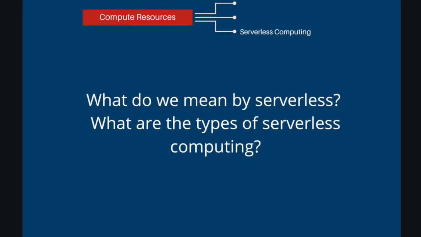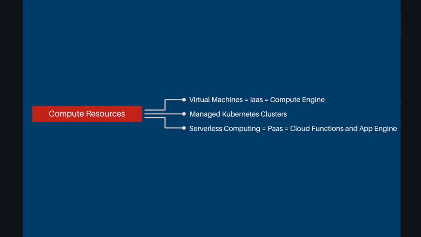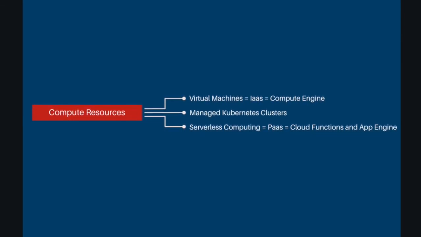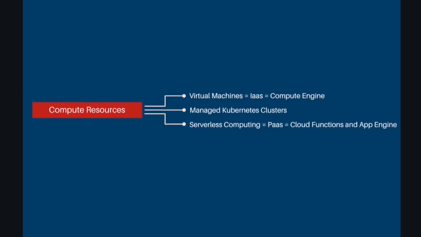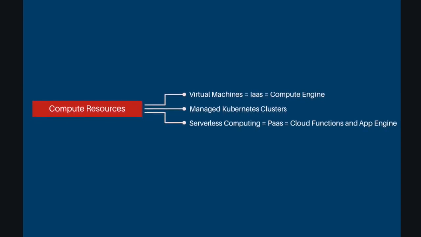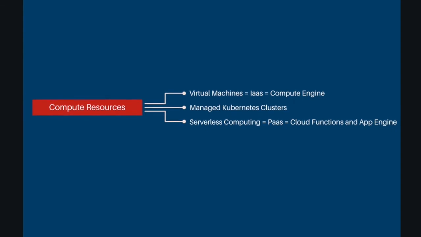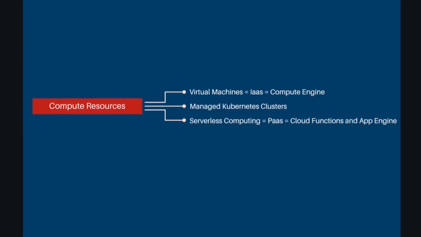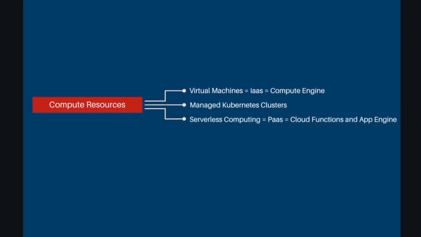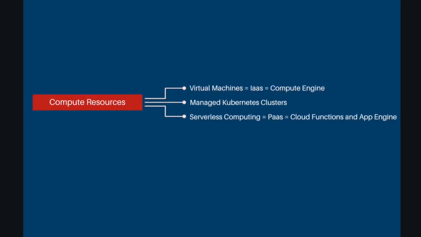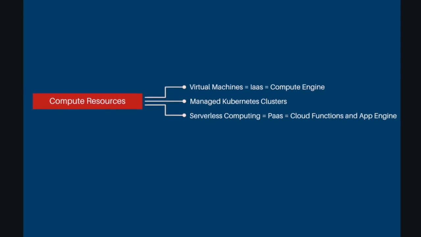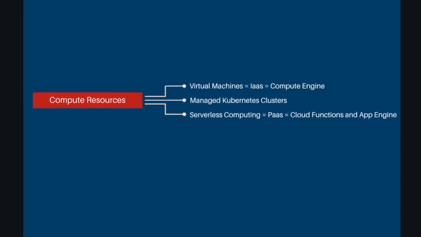Let's recap one final time. This is what our breakdown looks like. We've got compute resources, which divide into virtual machines that are an infrastructure as a service, and we can find them under Compute Engine in the Google Cloud Console. We have managed Kubernetes clusters, and then we have serverless computing, which are a platform as a service, and you can find these under Cloud Functions and App Engine in the Cloud Console.